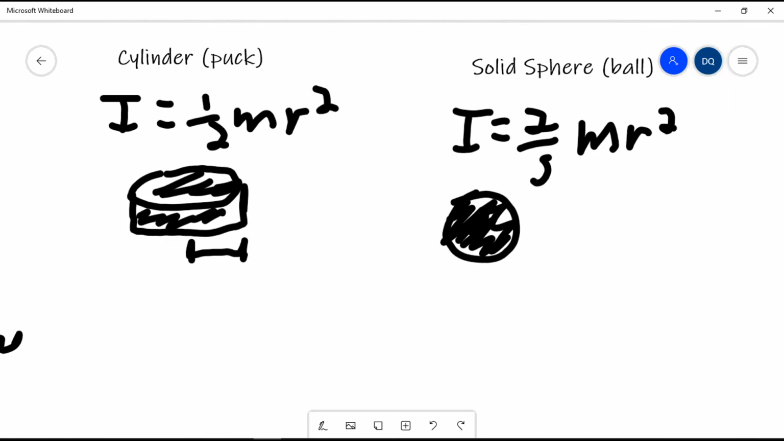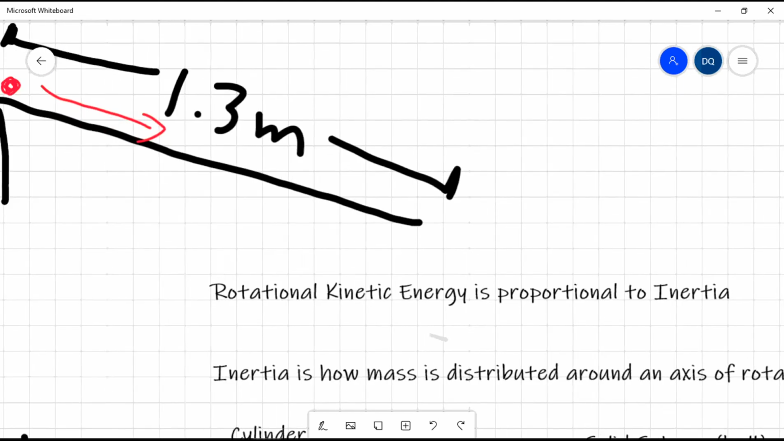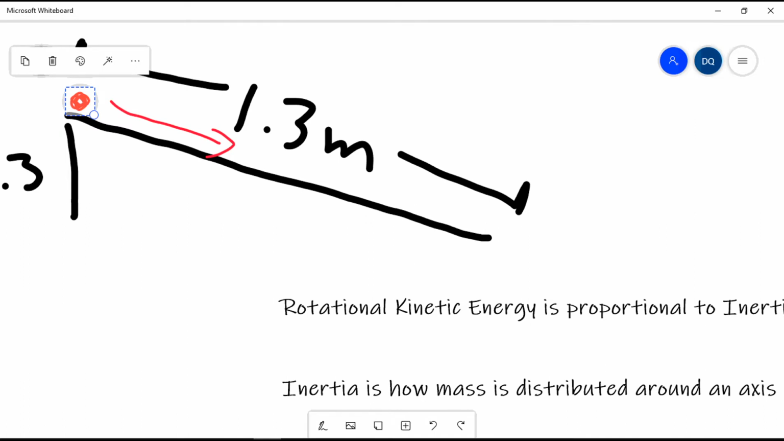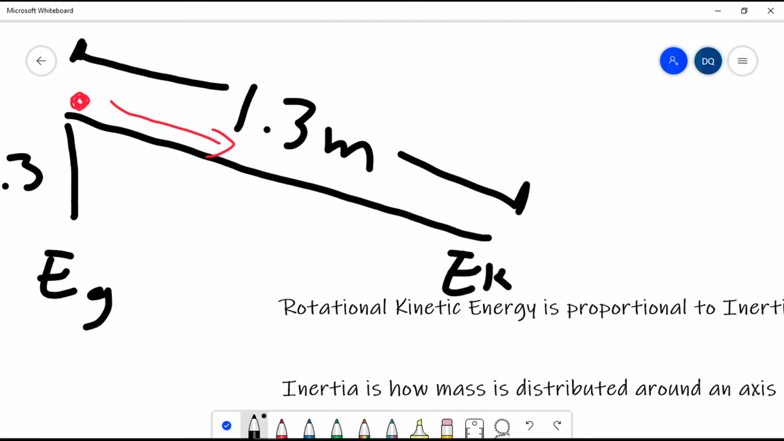Okay, so a cylinder has a moment of inertia of 1/2 mr squared, and the ball has an inertia of 2/5 mr squared. And what's happening in this situation, in both cases, we have an elevated mass, a raised mass, and it's put on a ramp and it's allowed to roll its way down the ramp. So at the very top, all of the energy is gravitational. When it makes its way down, all of the energy is kinetic.